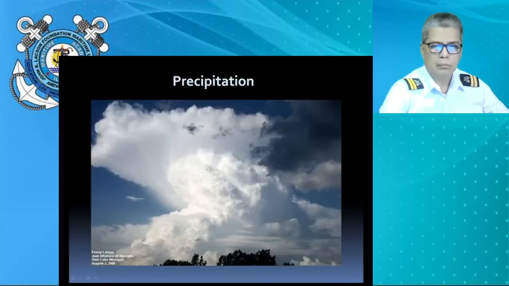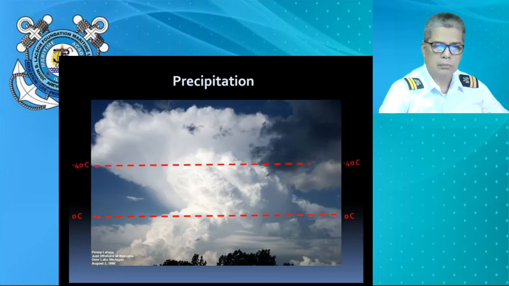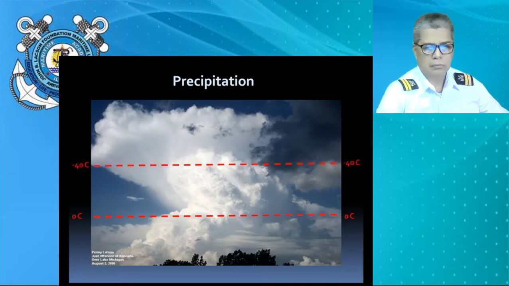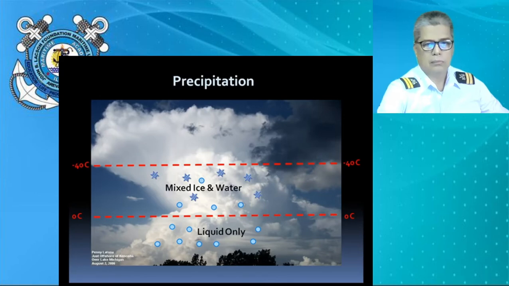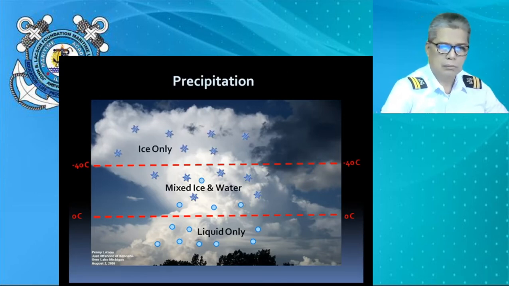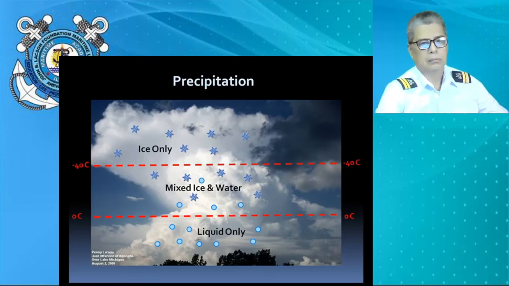Let's examine how this can look in a cloud. In this image, we have a typical thunderstorm cloud from the summer. Near the base, temperatures will be above zero. In the middle, 0 to minus 40 degrees, and then usually minus 40 or colder at the very top. Cloud droplets will inhabit the warm region, a mix of water and ice in the 0 to minus 40 region, and then ice above in minus 40. Now let's see how different types of precipitation develop.